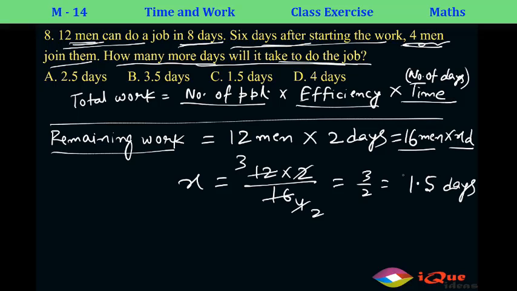Alright, so this was a simple direct question based on number of people into number of days into efficiency. Right, so total work is equal to number of people into efficiency into number of days.